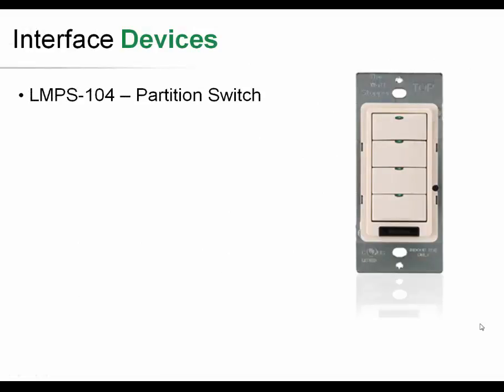This is our second interface device, or partition device, and this is the LMPS-104 partition switch. This is going to be in lieu of the LMIO-102, though they can work in combination together. It looks just like an LMPS-104. However, on this picture, you'll notice that the LEDs are green. Each one of these buttons represents a wall, and it will allow the user to configure which profile we're in by pushing these combinations of switches.